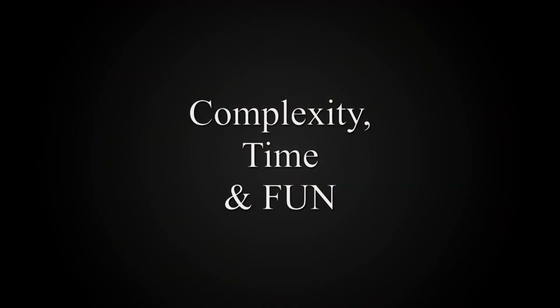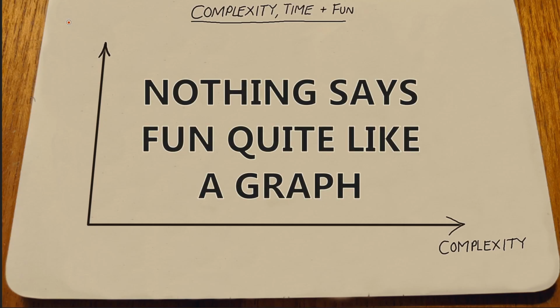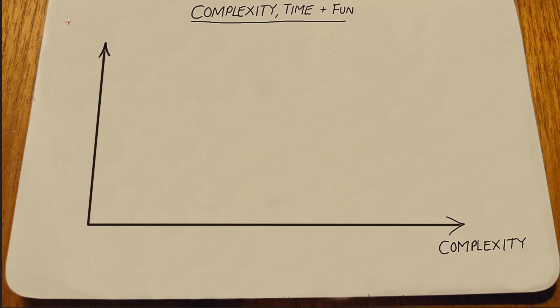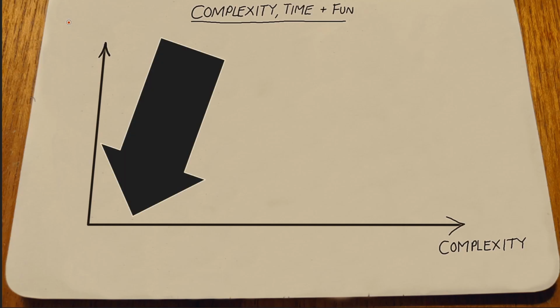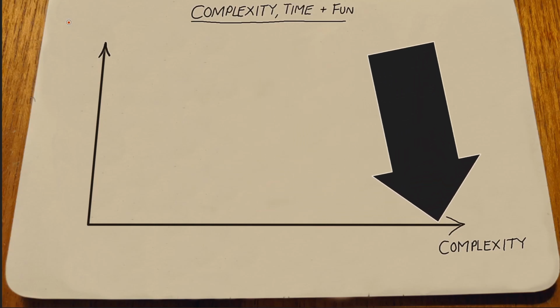Before we look at how that went, let's talk about complexity, time and fun using a graph, because nothing says fun quite like a graph. On the x-axis we have complexity. Down here in low complexity land are simple features and things that Unity does for you, easy stuff. Up here is where you have all the complexity, you're writing lots of code and you're at the edges of what tutorials and others can help you with.